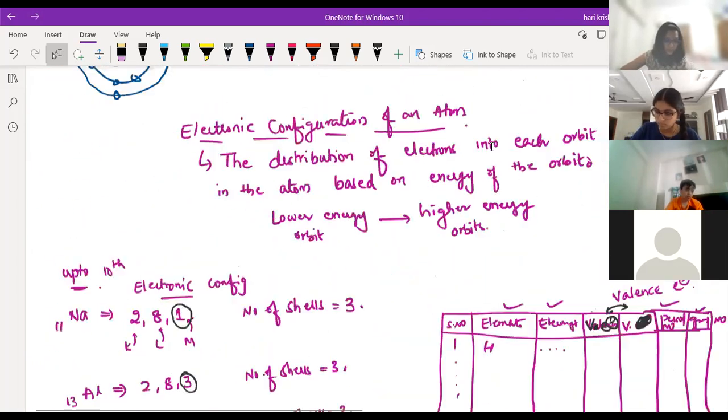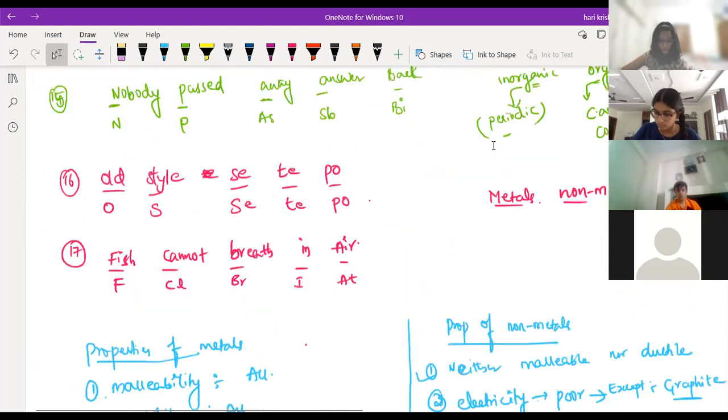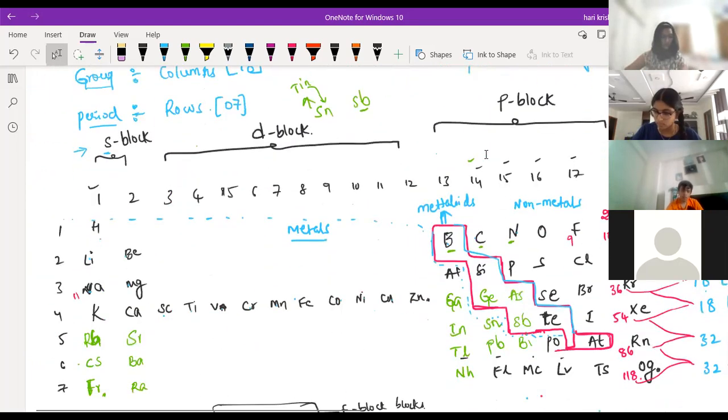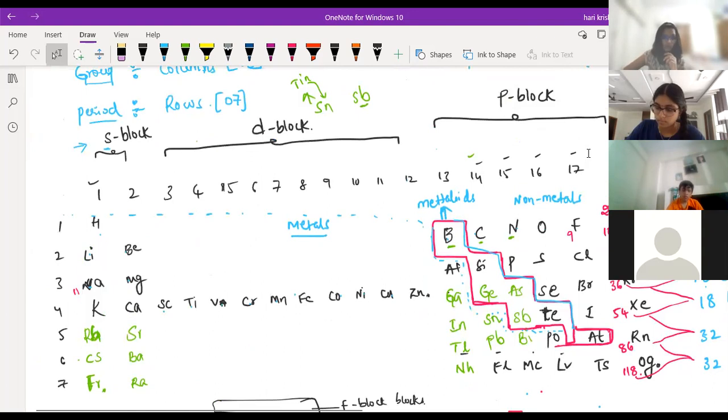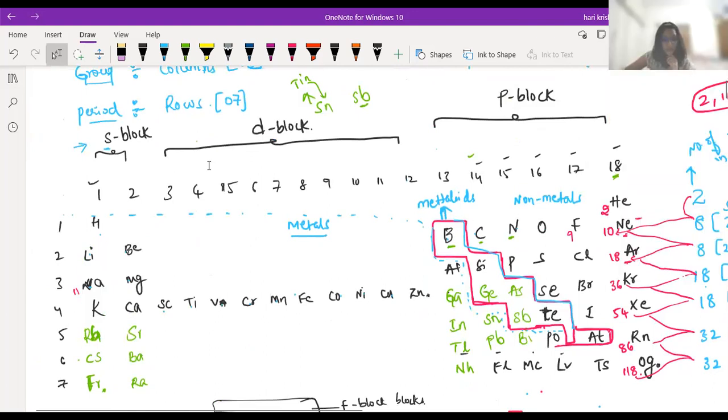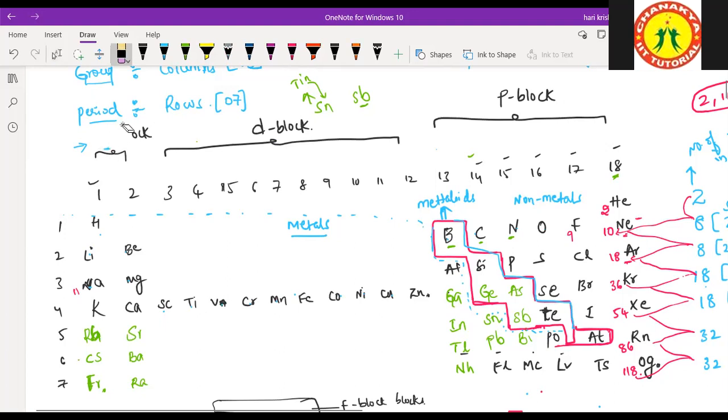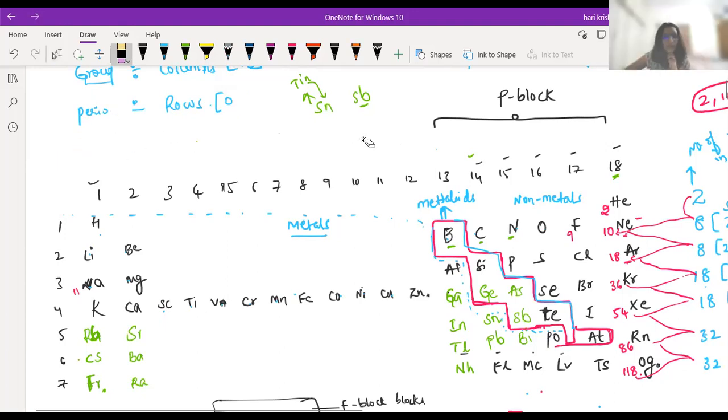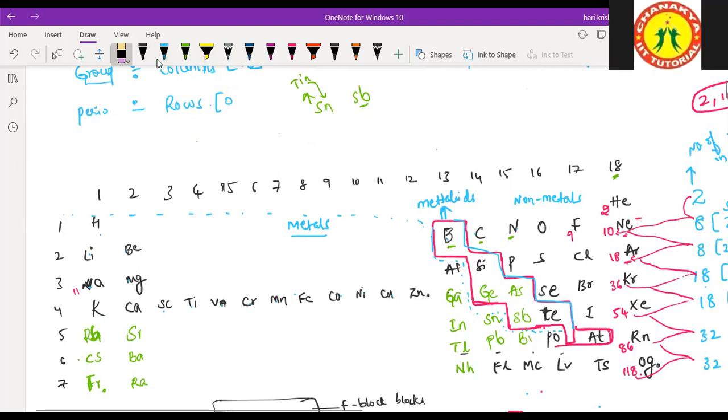Okay. First we'll move to the periodic table. Can you see the periodic table? Yes. Okay. Can I erase the starting part? This s block elements and all. Yes. Okay. Check it here. One minute, please.